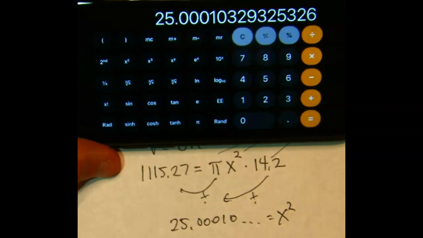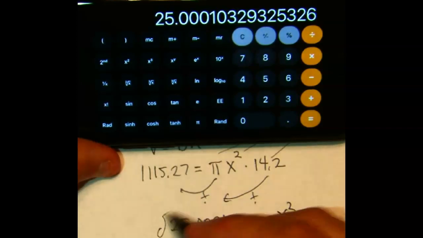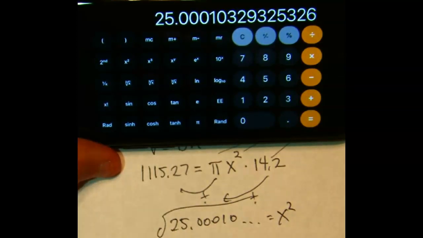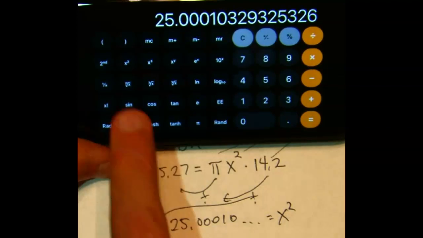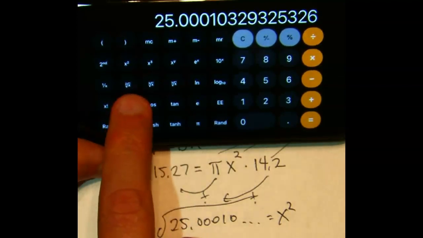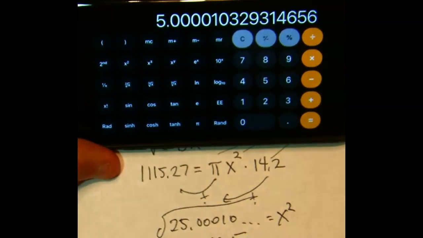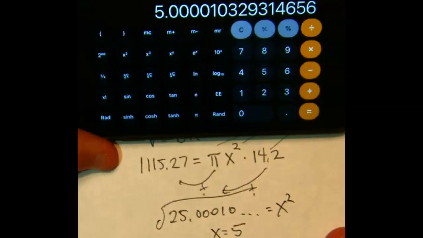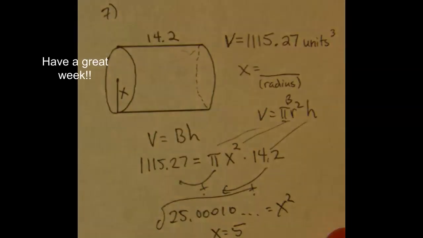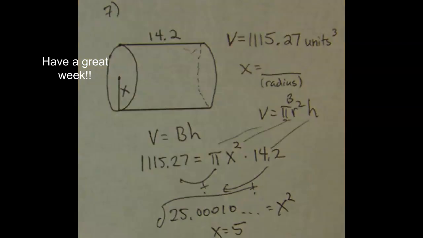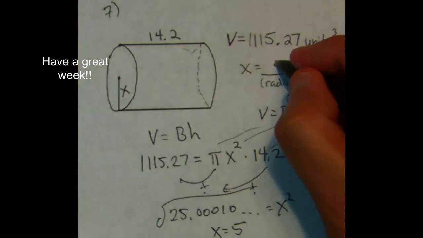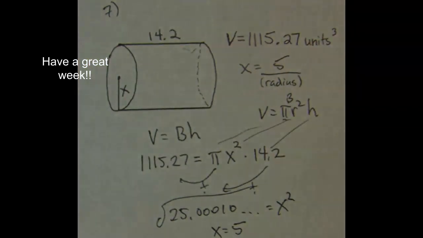Well, we don't want x squared, we want x. So remember, in order to find x, we need to take the square root. So after you put those in your calculator, come over to the left side, find the little 2 with the little square root of x, square root, and that gives you 5. So the radius of our cylinder is 5. Okay, and that's your lesson for this week.